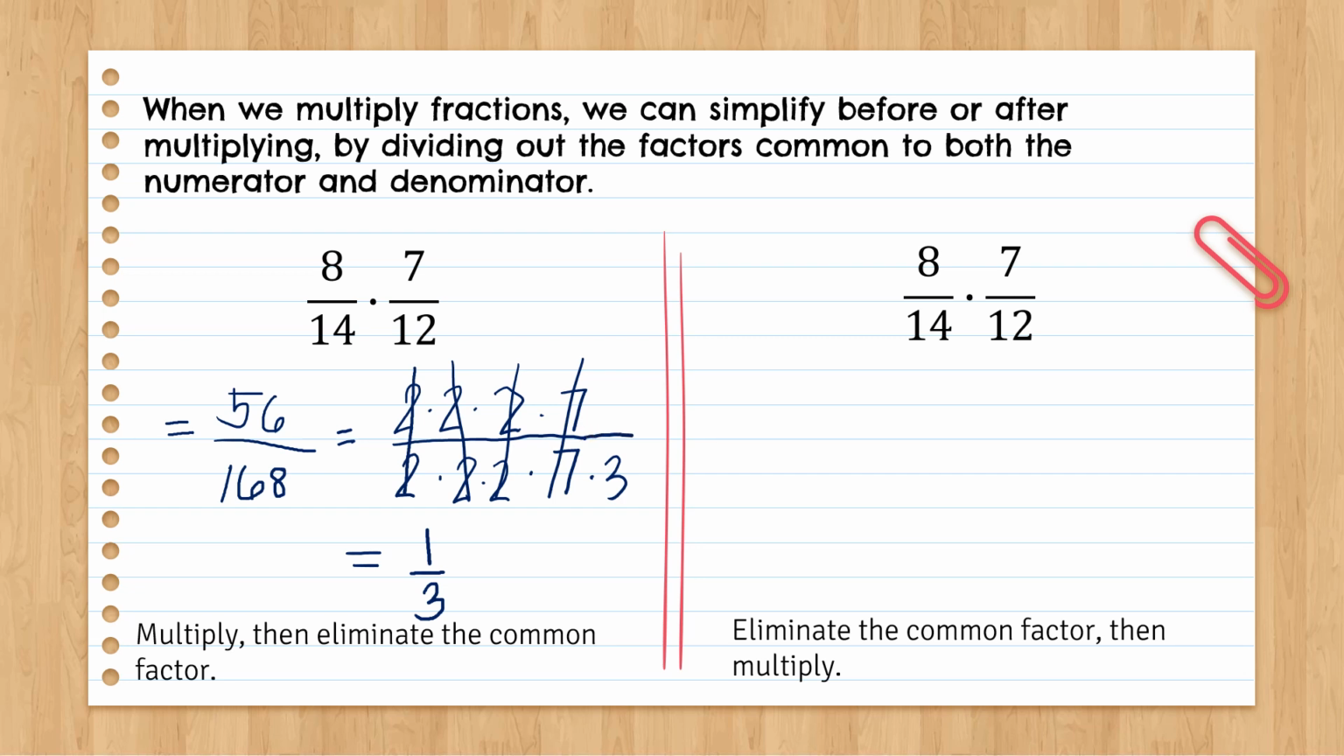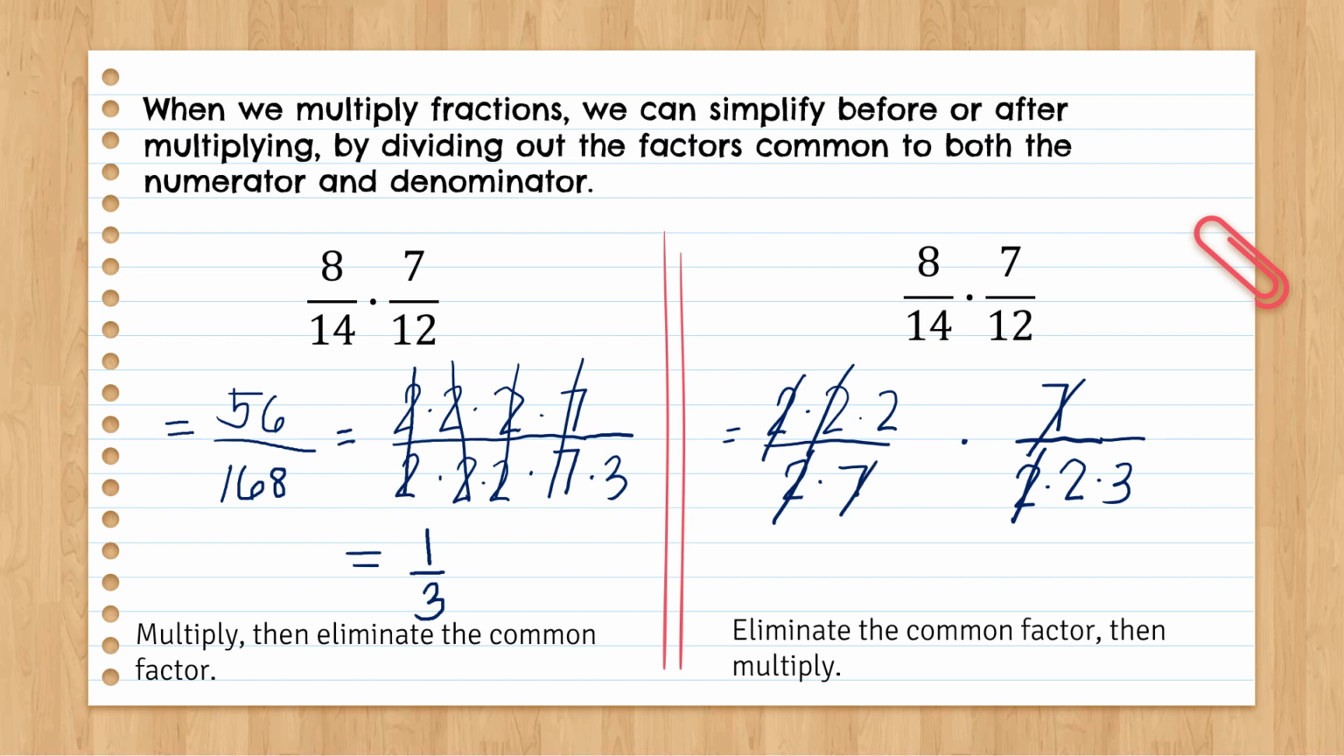And then the other way around, we can eliminate the factors first, then afterwards we can multiply. So what is the prime factorization of 8? That is 2 times 2 times 2. And for 14, we have 2 times 7. For 7, it is already a prime number. For 12, it's 4 times 3, wherein 4 is equal to 2 times 2. And then we have 3. So we can cancel out the common factors. So we have 2, also have 7. Cancel 2. So therefore, we have 1/3.